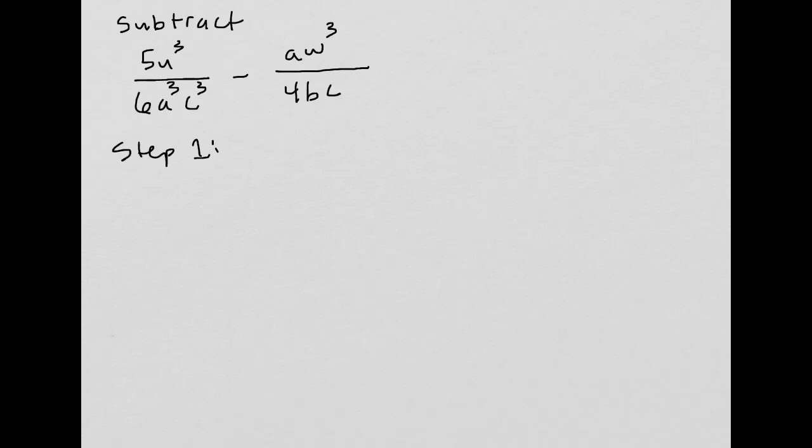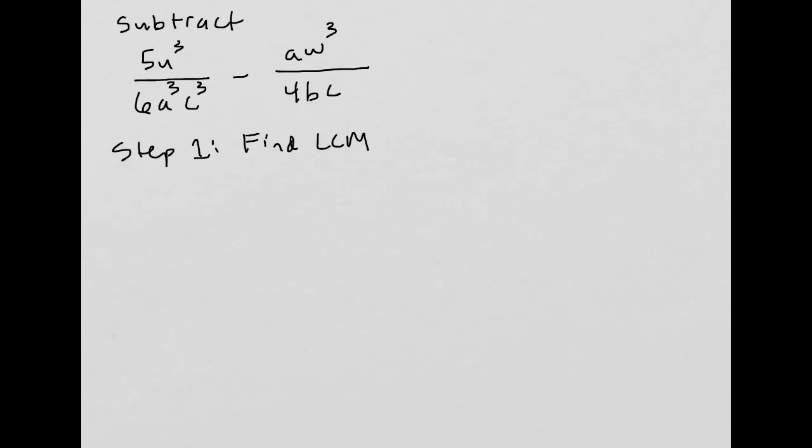Hello and welcome. In this video, we're going to be talking about how to subtract rational expressions. So our first step in the process of subtracting these two rational expressions is, just like when we're subtracting fractions, we have to find a common denominator, which really boils down to finding a multiple of both of our denominators. So our first step is going to be to find a least common multiple of both of our denominators.